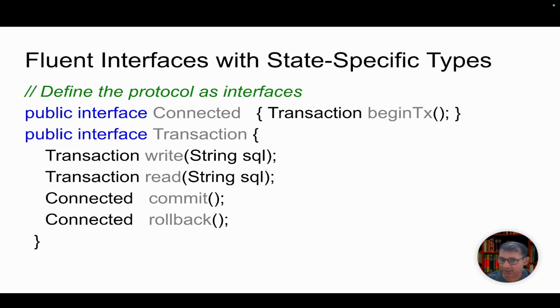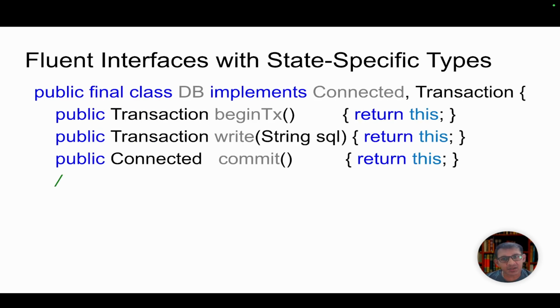Here, you can perform read and write operations, and these operations return transaction again, meaning you stay in the same state and can continue performing more operations. But the commit and rollback methods return connected, representing the transition back to the idle state. What makes this powerful is that the implementation class, or DB class, implements both interfaces simultaneously. At runtime, it's always the same object, but the compiler sees different views of that object depending on which interface reference you're holding.